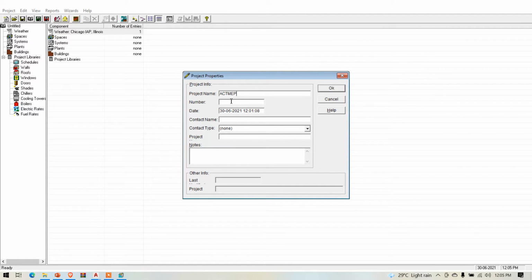And the project number, what is the number? That number we can provide. I am going to provide 01, meaning it is the first project. And if you see here, automatically it is considering the date as well as the time. Now the time is 12/1, because we opened the software at 12/1. The same time it is considered over there.